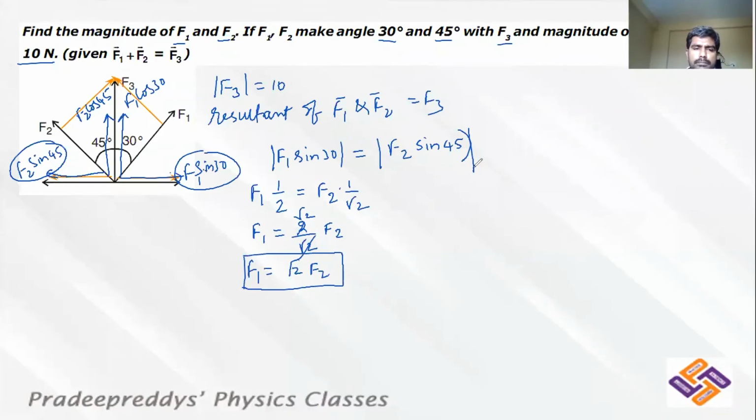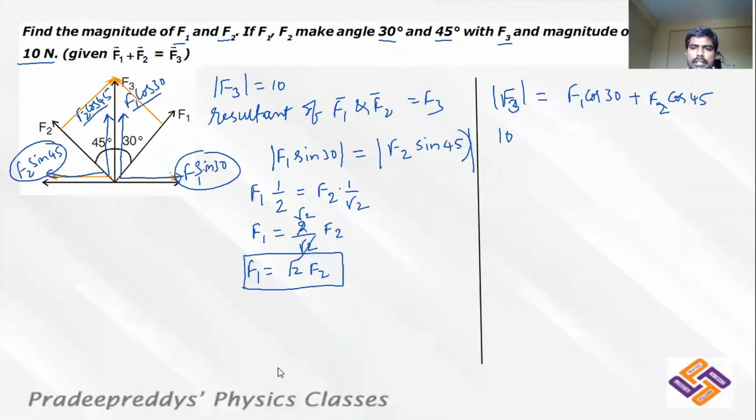And as we know, the magnitude of F3 will be equal to the components of F1 and F2 along its direction, that is F1 cos 30 plus F2 cos 45. So the F3 magnitude is equal to the sum of these two, F1 cos 30 and F2 cos 45. The F3 magnitude has already been given as 10 in the problem itself.